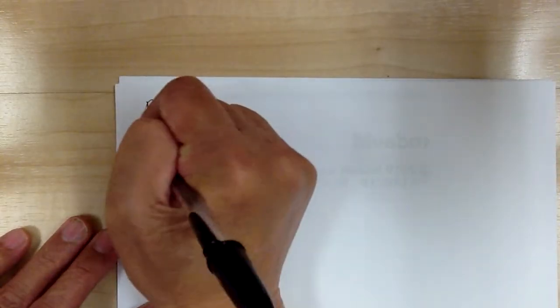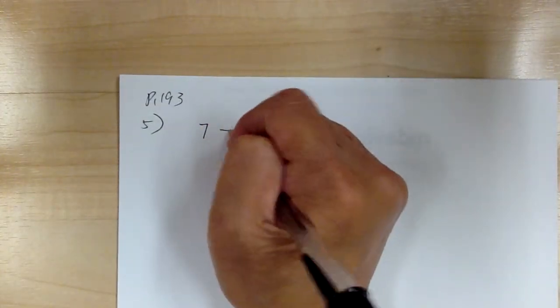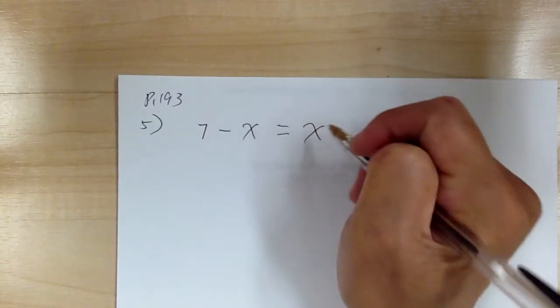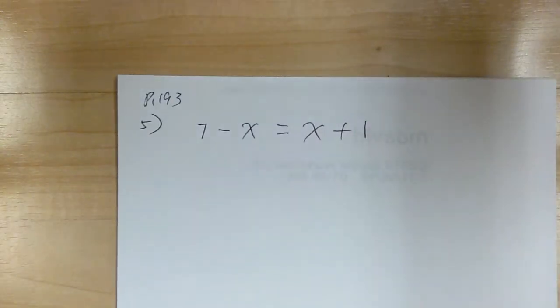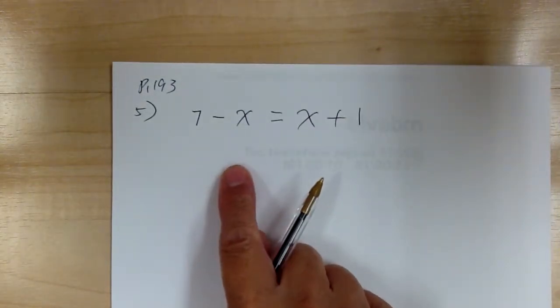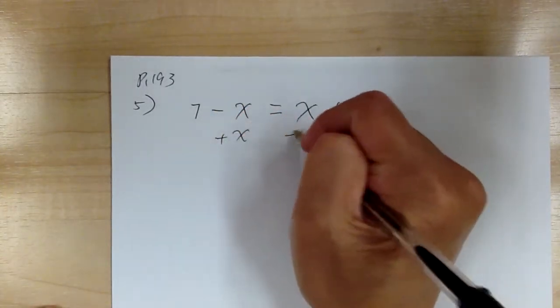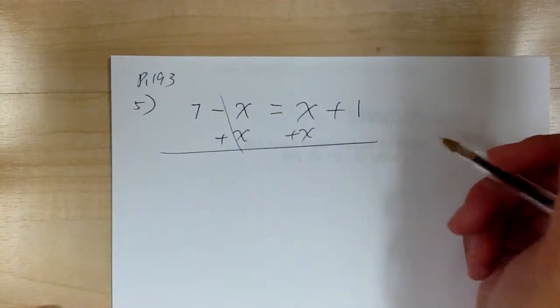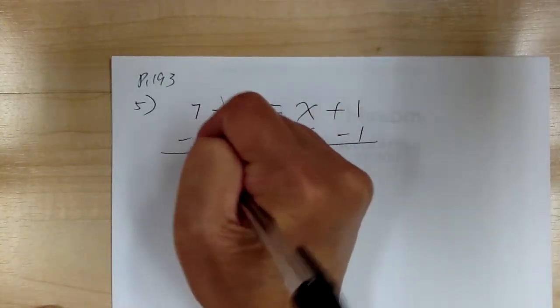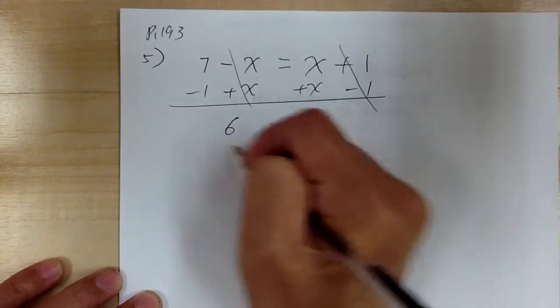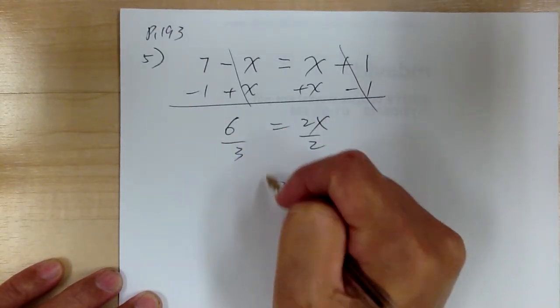Okay, let's go to number 5. Okay, it says 7 minus an unknown number is equal to the unknown number plus 1. Okay, so to solve this, I'm going to move the variable to this side, so that way I don't have to deal with negative. So plus x, so this cancels out. And I have to move the number to the opposite side, so minus 1, so this cancels out. So I got 6 equal to 2x, divide by 2, divide by 2. So I got x equal to 3.